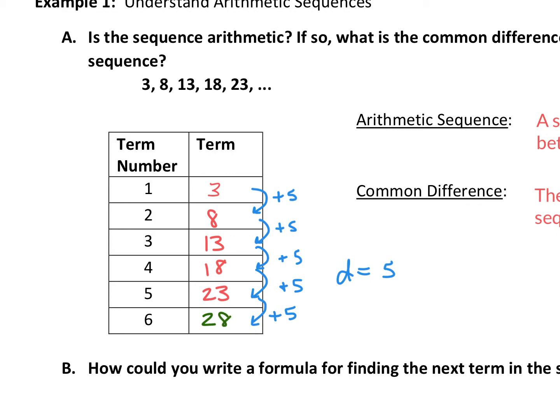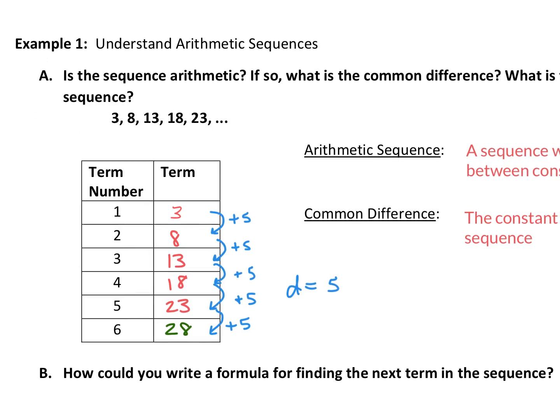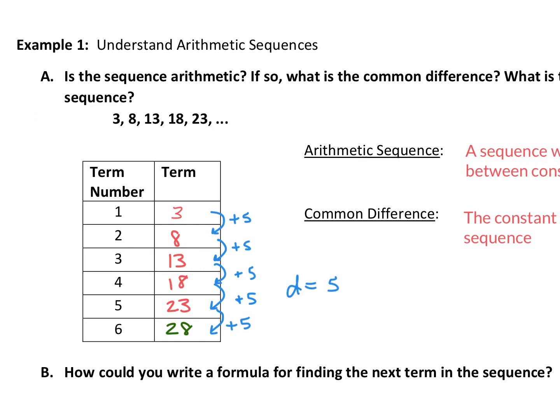So the question we were asked, is the sequence arithmetic? Yes, it is. Because it had a common difference, it's arithmetic. What is the common difference? We found that to be 5, and positive 5 because we're adding 5 to get from one to the next to the next. If we were going down and subtracting, then we would have a negative common difference. And then what's the next term in the sequence? 28.